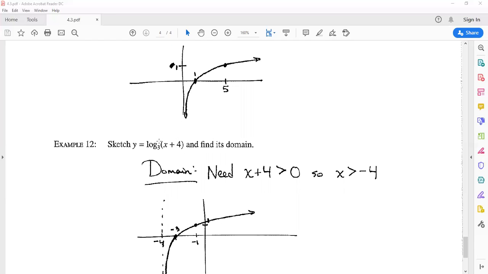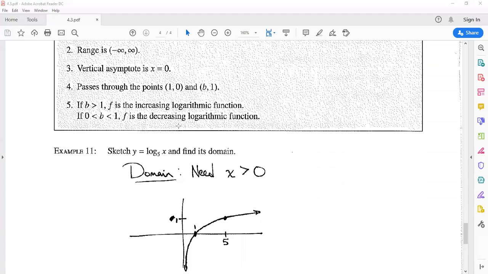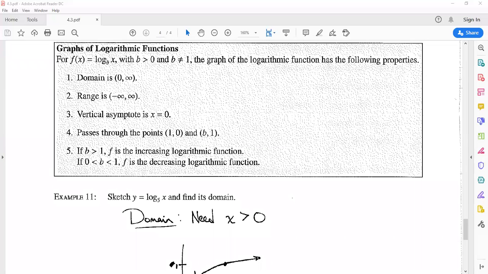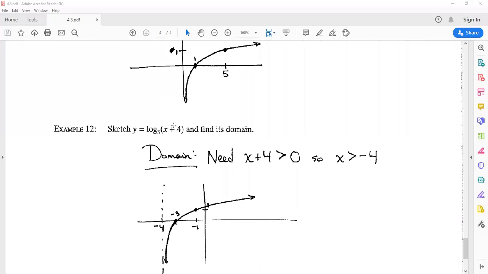And we need that whenever we take a logarithm, the thing that we take the logarithm of needs to be greater than 0, right? Followed by this fact that the domain of log base b of x is 0 to infinity. So that means that x plus 4 needs to be greater than 0. If we solve this inequality, we get that x is greater than minus 4. And again, that corresponds to how we had shifted our vertical asymptote back to the left by 4 units.